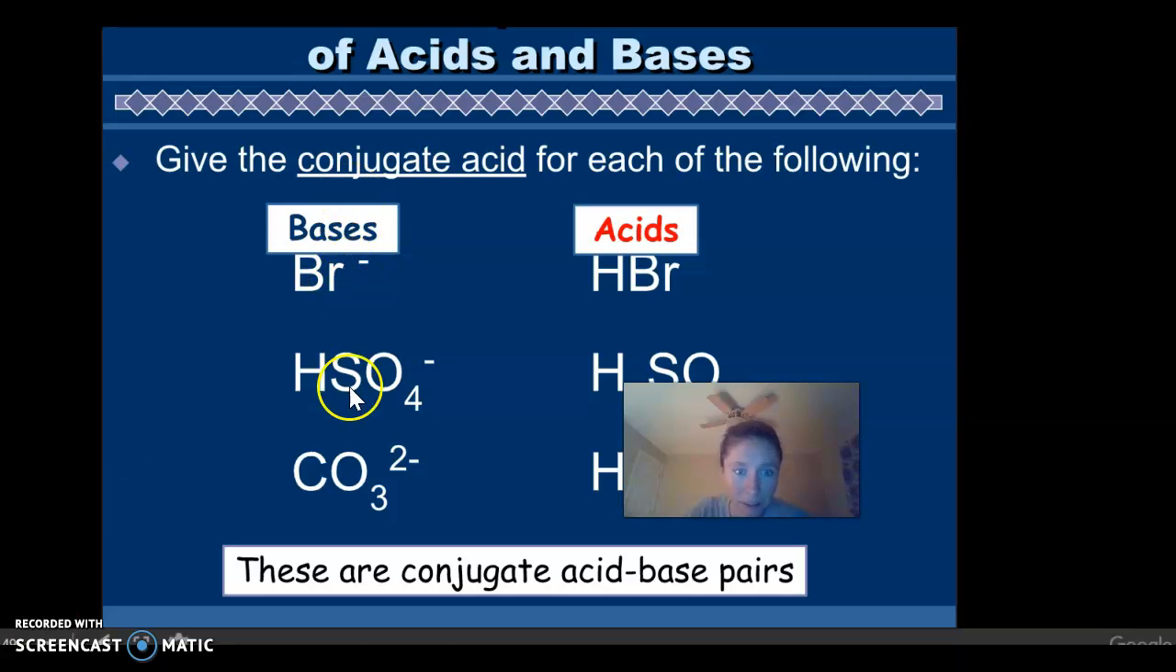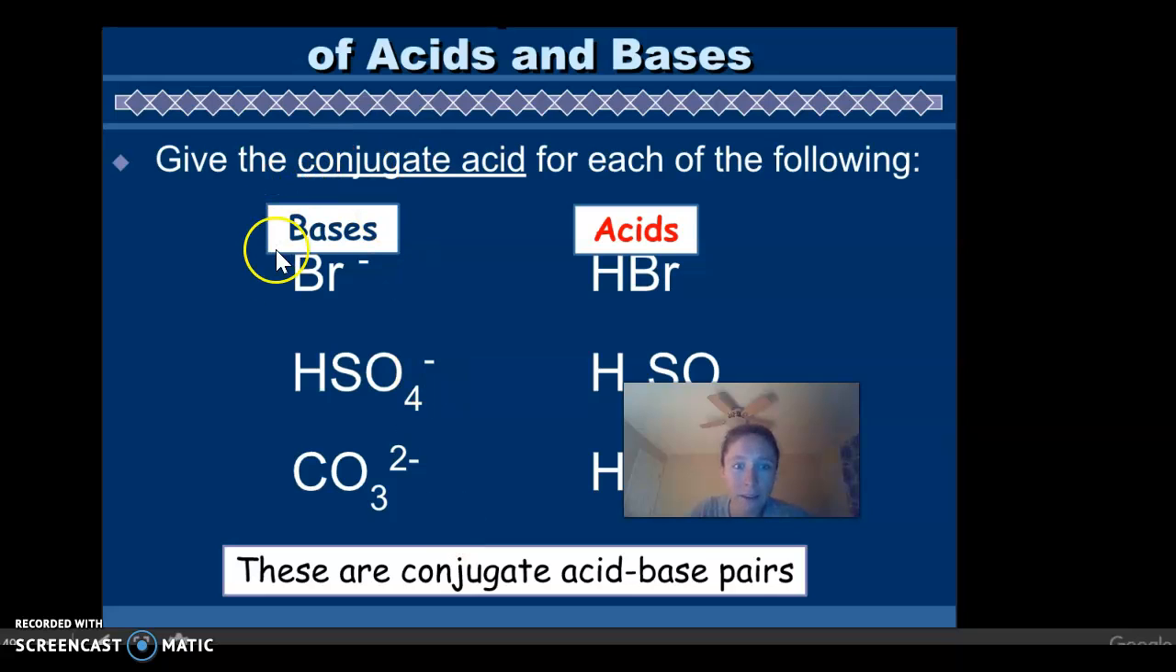Because bases are gaining a proton, they're always going to go up 1 in charge. So if it's negative, it's going to go to neutral, like these two. And if it's more negative, it will go to less negative. If it was neutral, it would go to positive. There's no examples of neutral, but you could have a neutral, like water could act as a base. You could have neutral water, and then it would go to positive H3O+.